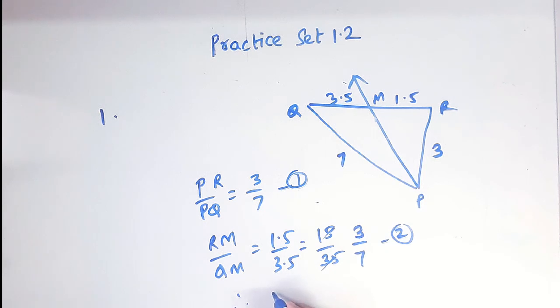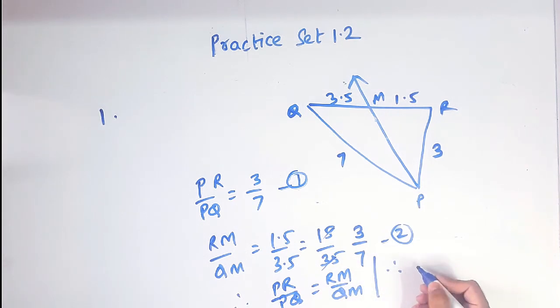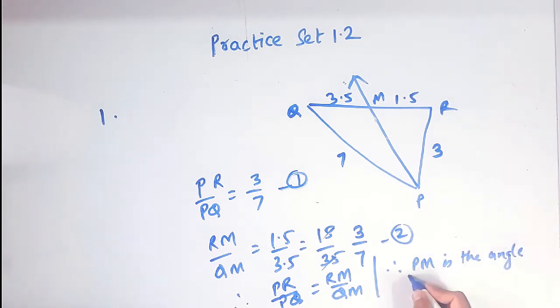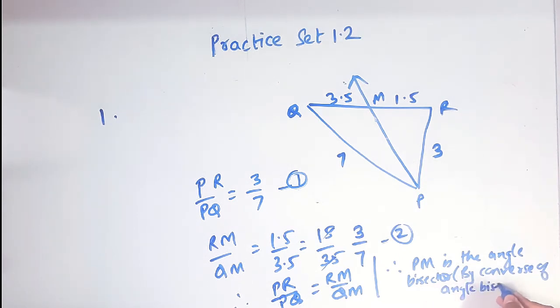So therefore I can write PR upon PQ equals RM upon QM. Okay, therefore PM is the angle bisector. Okay, this is by the converse of angle bisector property. Okay, so likewise we'll do the second one.